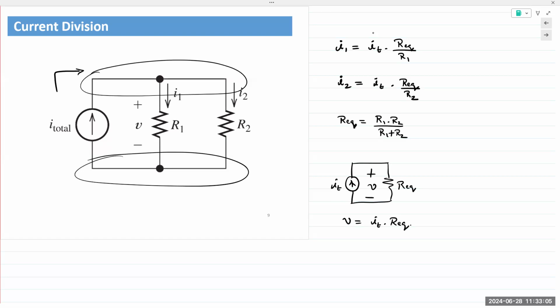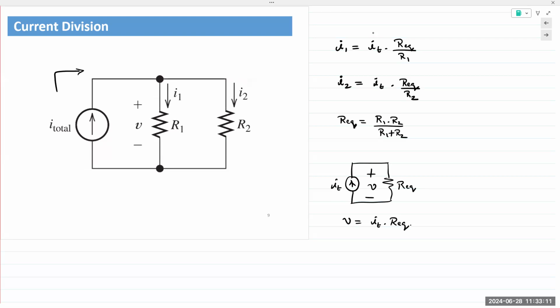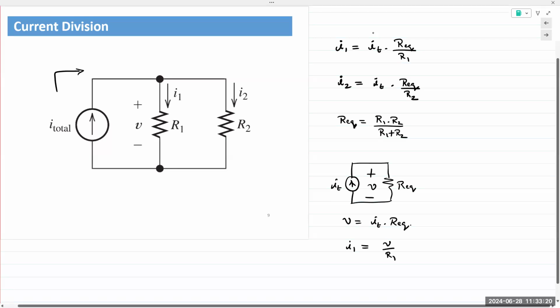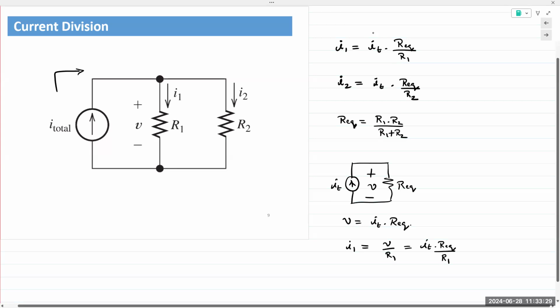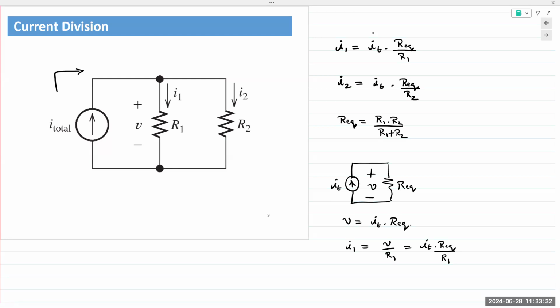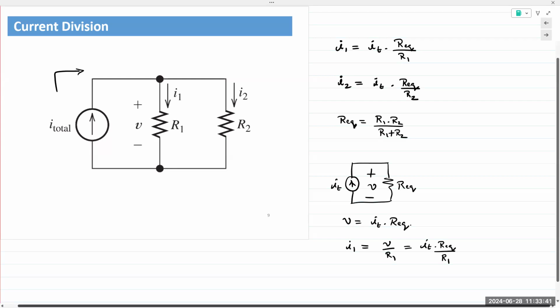right? And if V is IT times Req, and V appears across R1 and R2, then from that, I can apply Ohm's law again and write I1 is equal to V over R1. And V over R1 is IT times Req over R1. So it allows you to skip that step. Current division allows you to skip those two steps. As I said, voltage division and current division are shortcuts. Okay, they are shortcuts. And those shortcuts are derived from Ohm's law.